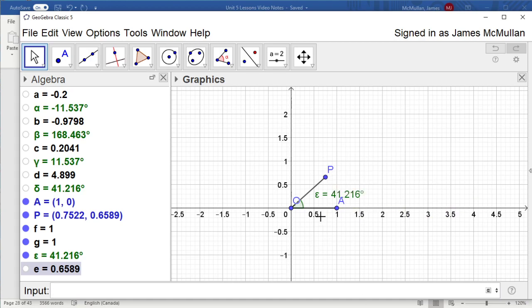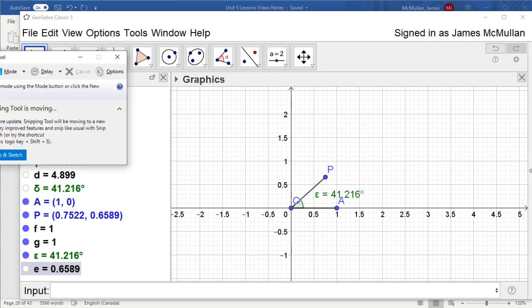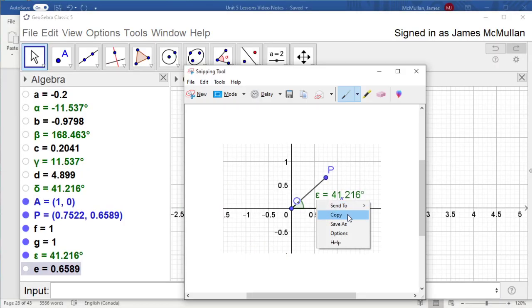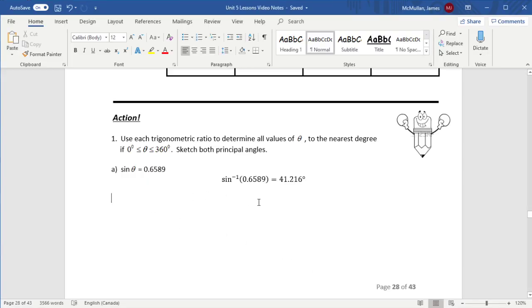So it seems pretty easy. All I had to do was inverse sine. I did inverse sine, I got the answer, I drew it, and it's done. Let's just quickly take an image of this. Okay, so there you go.